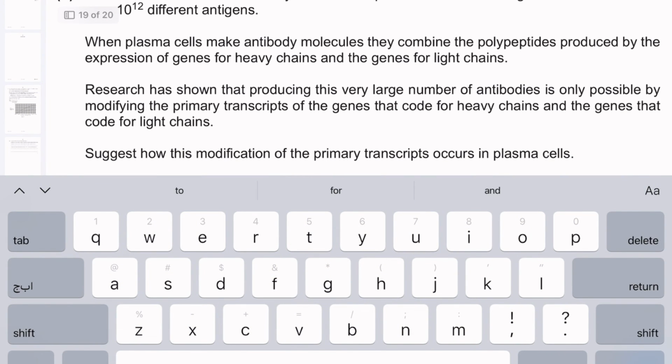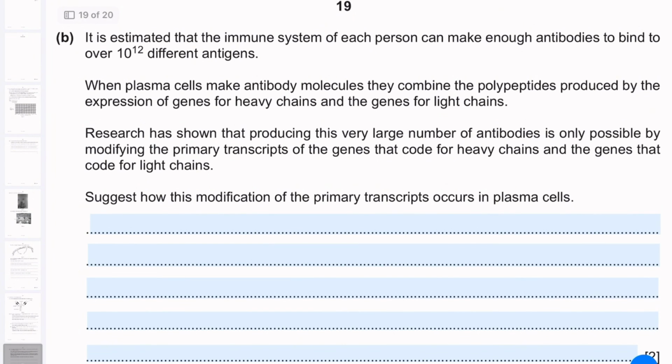Okay. Now, it is estimated that the immune system of each person can make enough antibodies to bind over 10 to the power of 12 different antigens. When plasma cells make antibody molecules, they combine the polypeptides produced by the expression of genes for heavy chains and the genes for light chains. It's interesting. Research has shown that producing a very large number of antibodies is only possible by modifying the primary transcripts of the genes that code for heavy chains and the genes that code for light chains. So that's how this modification of primary transcript occurs in plasma cells.